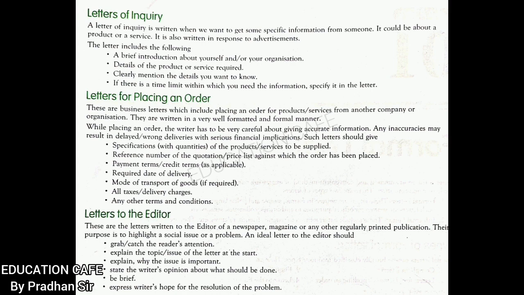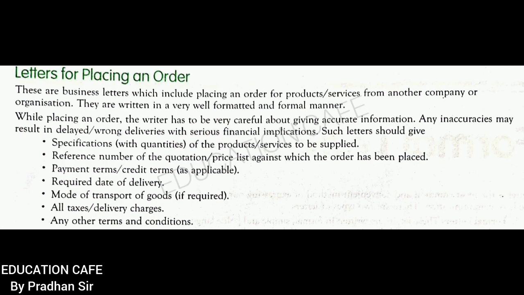Then letters for placing an order. These are business letters which include placing an order for products or services from another company or organization. They are written in a very short format and in formal manner. While placing an order, the writer has to be very careful about giving accurate information. Any inaccuracies may result in delayed or wrong deliveries with serious financial implications. So the letter would give a number of specifications such as quantities of products and services to be supplied. Number two, reference number of the quotation and price list against which the order has been placed. Number three, payment terms and credit terms as applicable. Required date of delivery, mode of transport of goods, all taxes and delivery charges.